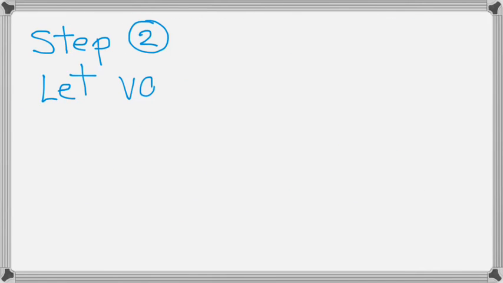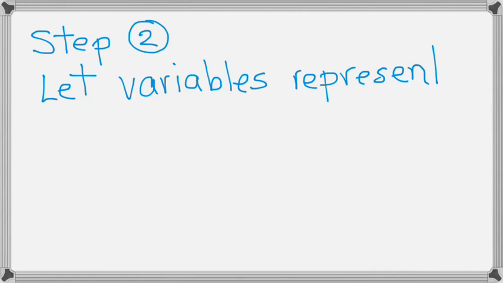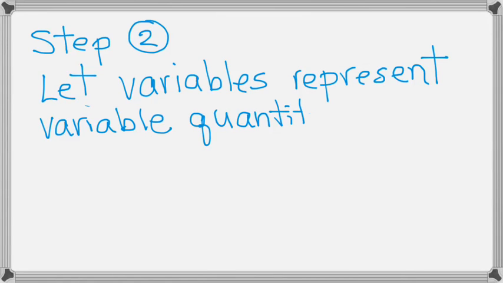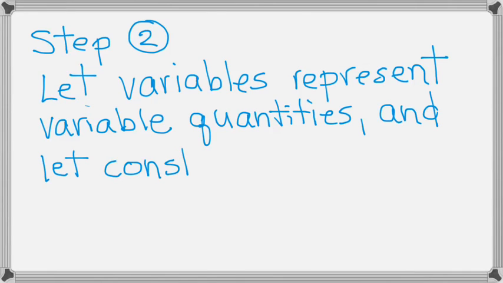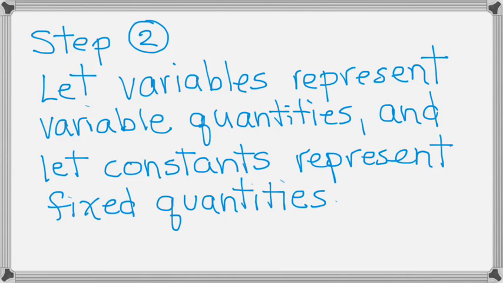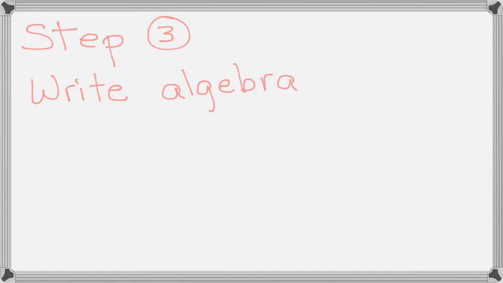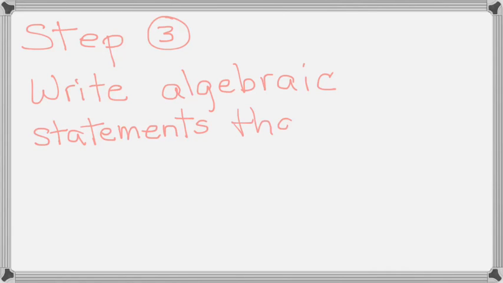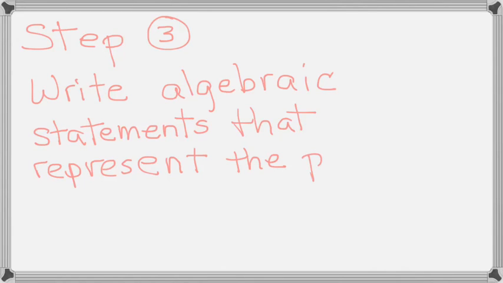Step 2 are let statements. We're going to set up some variables to represent the quantities that we're looking for. This is what translates from the real world into the math world so that we can solve the problems using math. Step 3 is we're going to write our algebraic statements that represent the problem. This comes from information that the problem gives you or known formulas that you need to solve the problem.